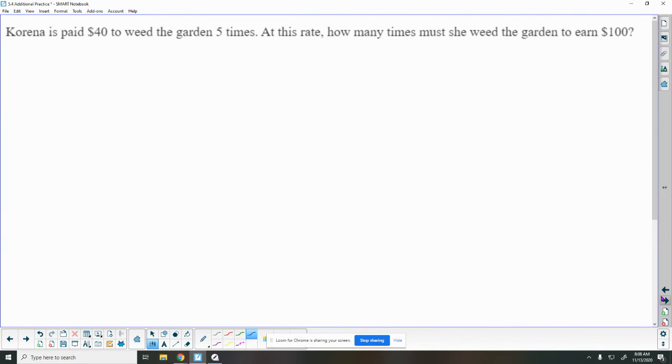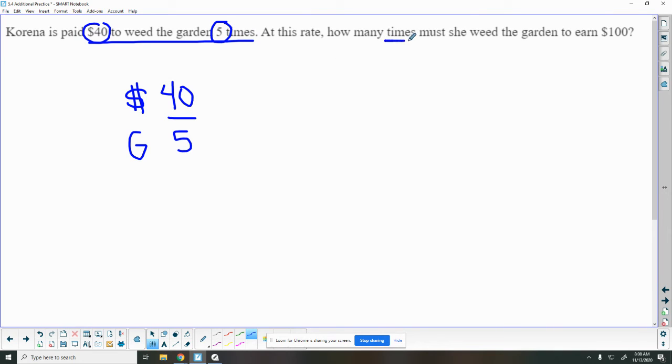Number 5 says Karina is paid $40 to weed the garden 5 times. So I'm comparing money to gardening. So $40 for 5 times. At this same rate, I'm looking for how many times she has to garden to earn $100. So I want $100 now. How many times does she have to garden?